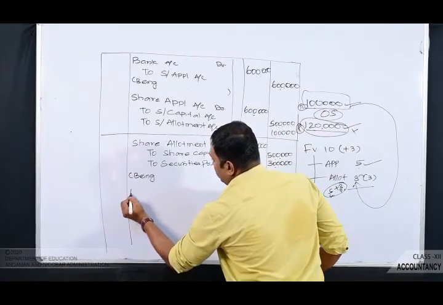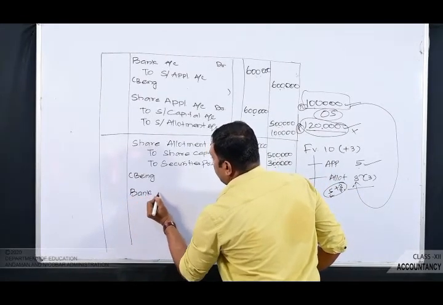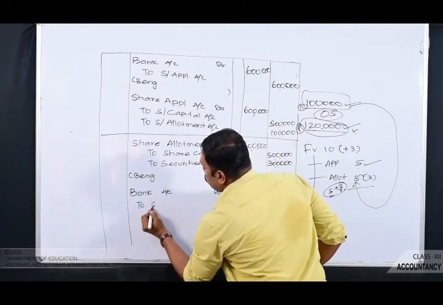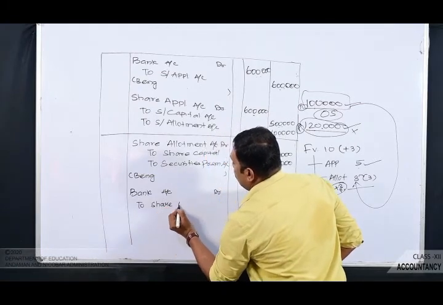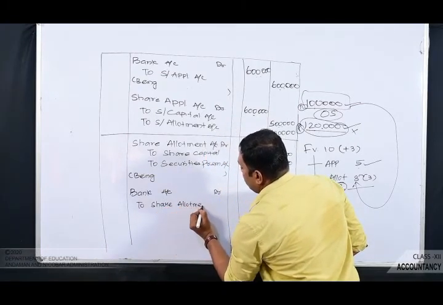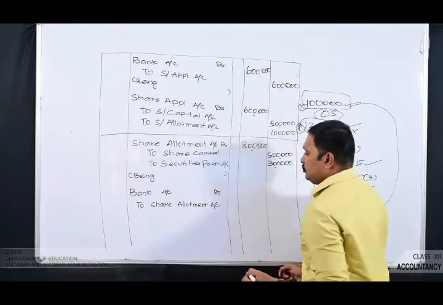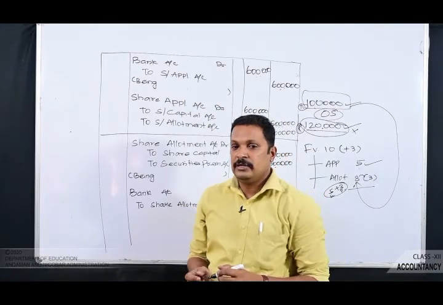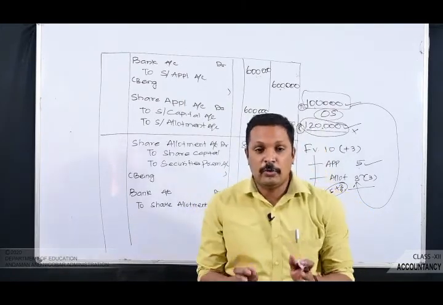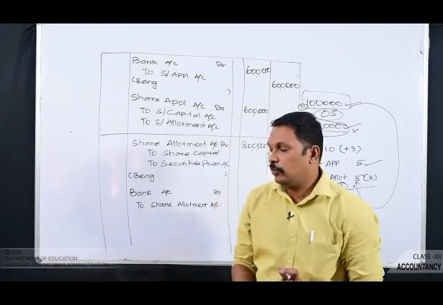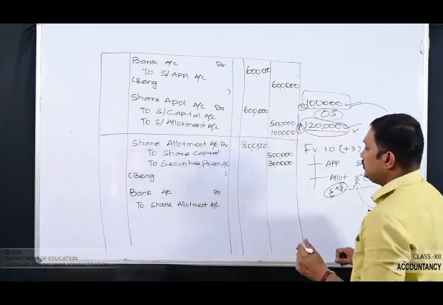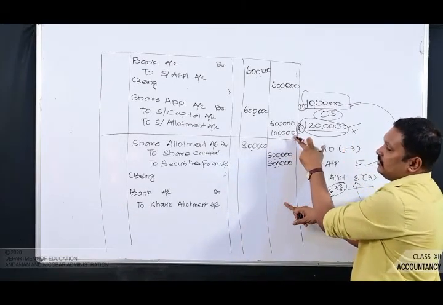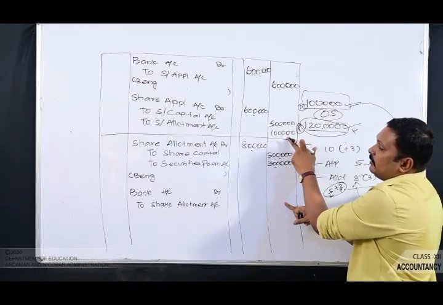After that, the last entry is bank account debit to share allotment. As it is the last installment, we have to close here. Check in the question whether there is any calls in arrear. Nothing is mentioned, so there is no calls in arrear. It means that all shareholders paid all the amount. There is no arrear at all. So we will receive all the amount. What is the due amount here? 8 lakh is due, but how much did we already receive during the application? We already received 1 lakh during the application.